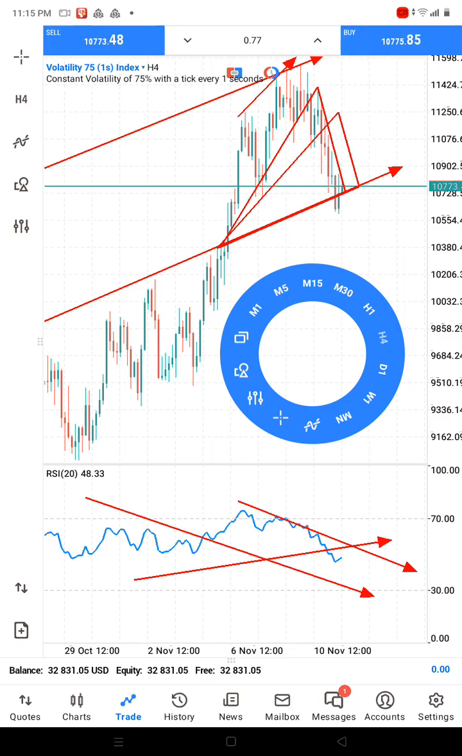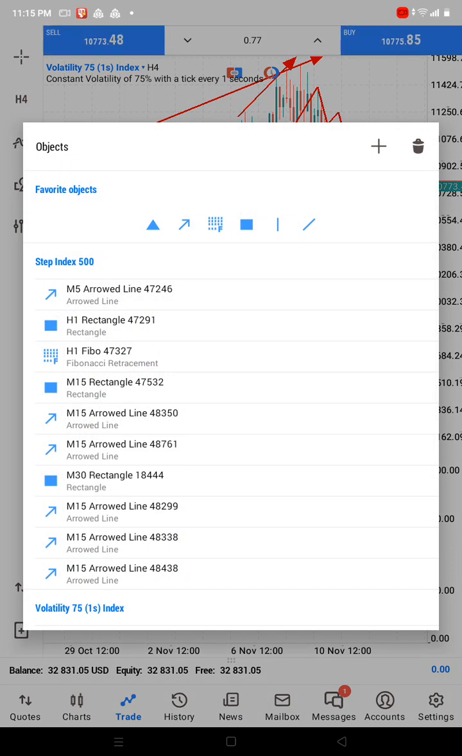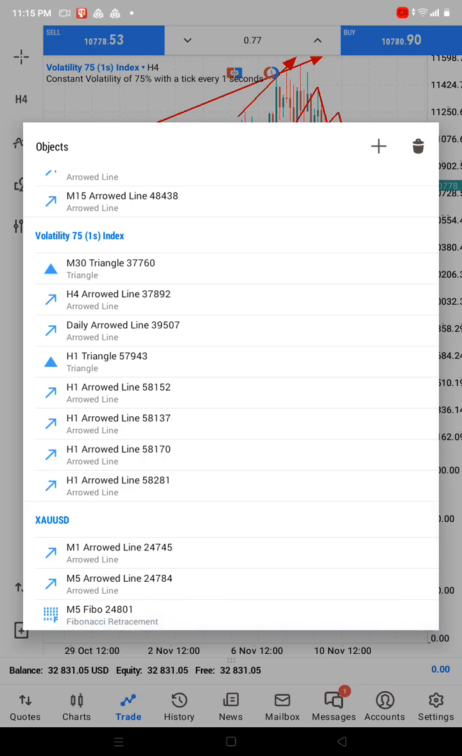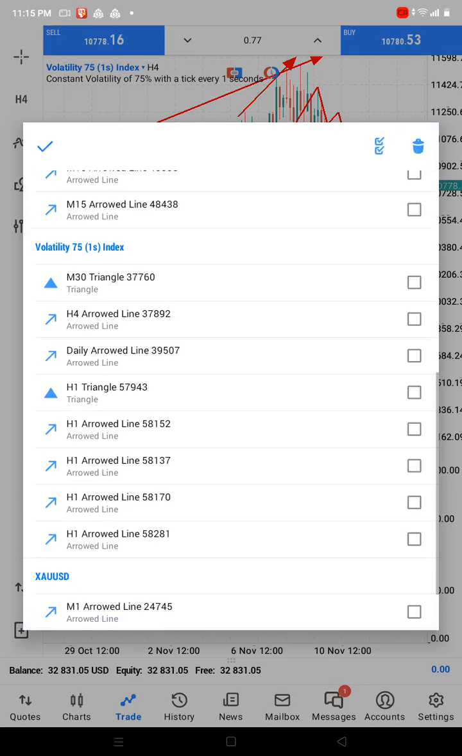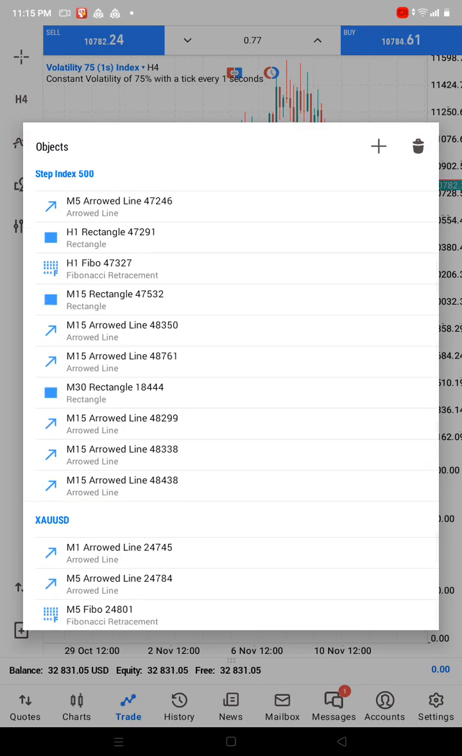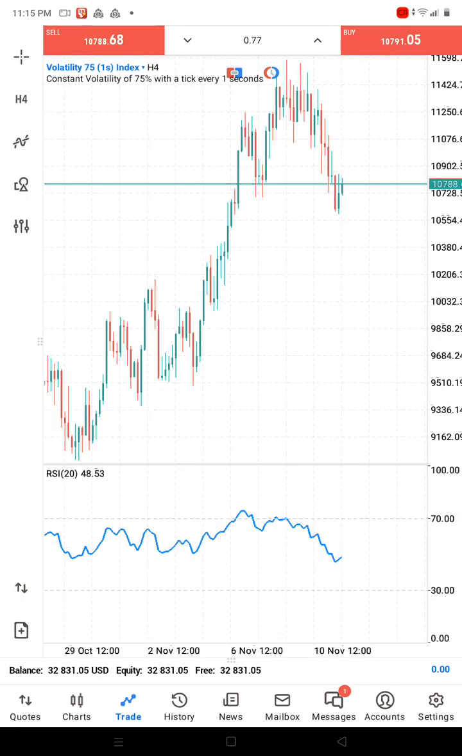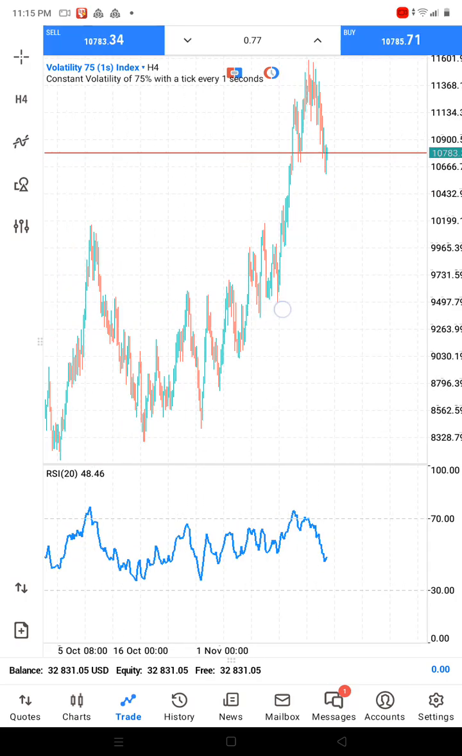I'm an ICT trader, but at times you just have to look at the market and see what the market is giving you. I've seen that not all ICT concepts actually work when it comes to the synthetic market. So now let me go back to a clear chart.